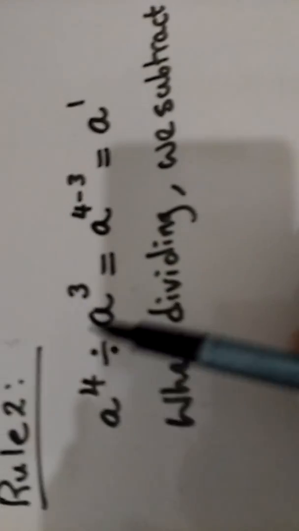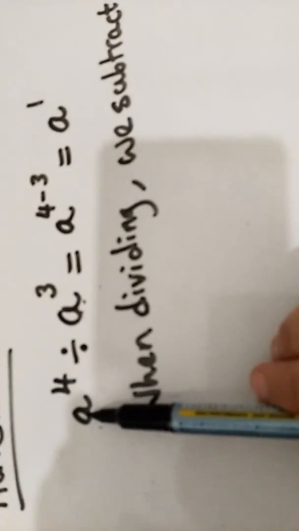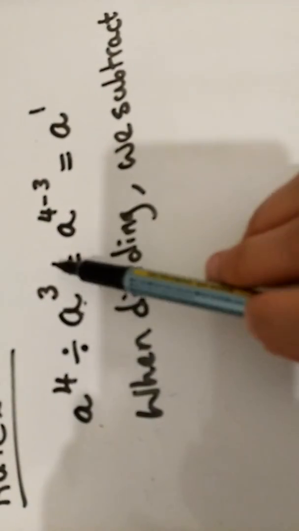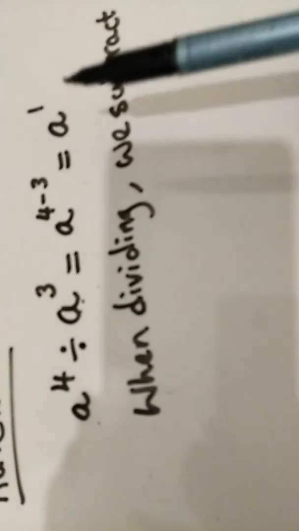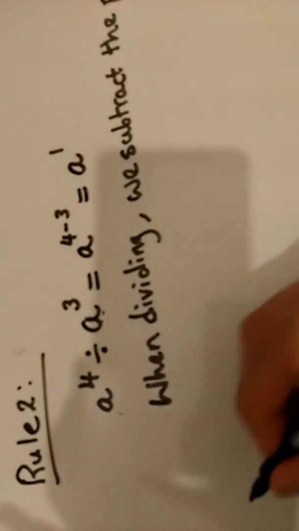One thing to remember is that the base always has to be the same. So if we had a to the power of 4 divided by b to the power of 3, we're not able to subtract the powers. It's only when the base is the same. Okay, so let's look at some examples for rule number 2.